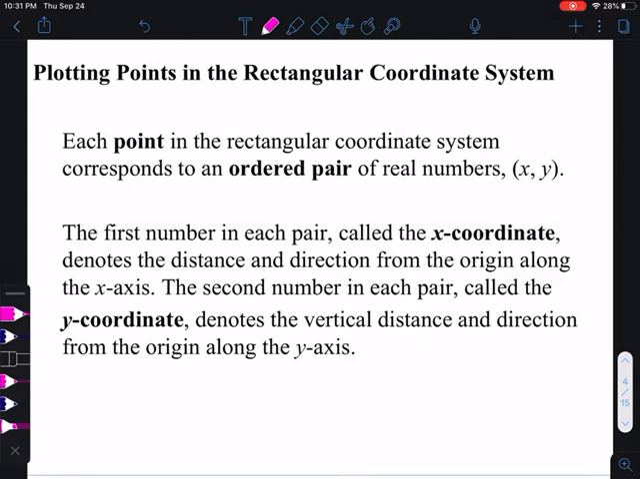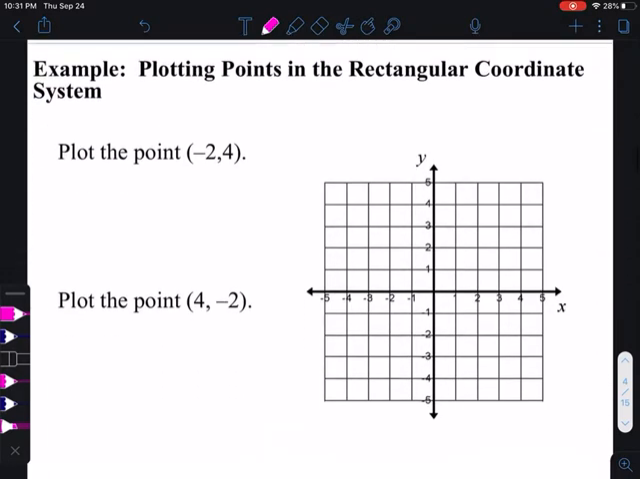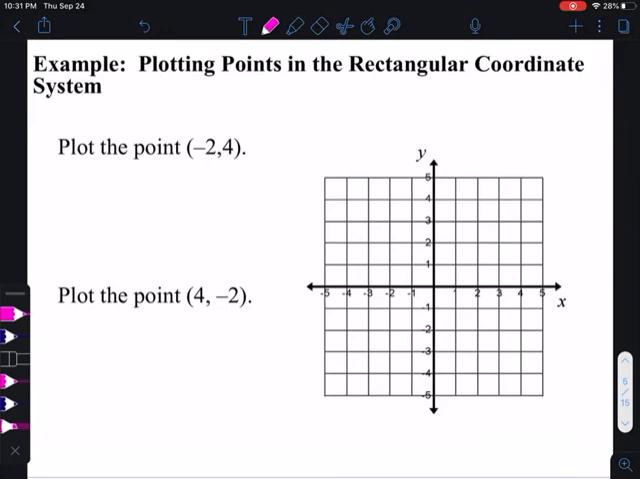It's x and then y. It says the first number in each pair, called the x-coordinate, denotes the distance and direction from the origin along the x-axis. The second number in each pair, called the y-coordinate, denotes the vertical distance and direction from the origin along the y-axis. So, plotting a couple points, as I said, you know this.